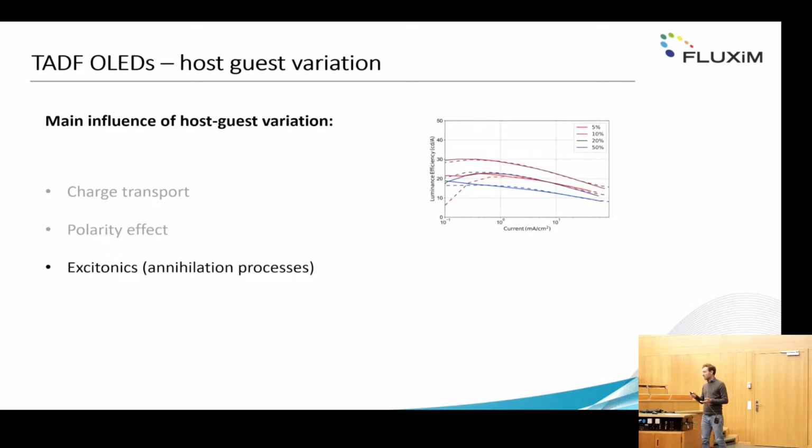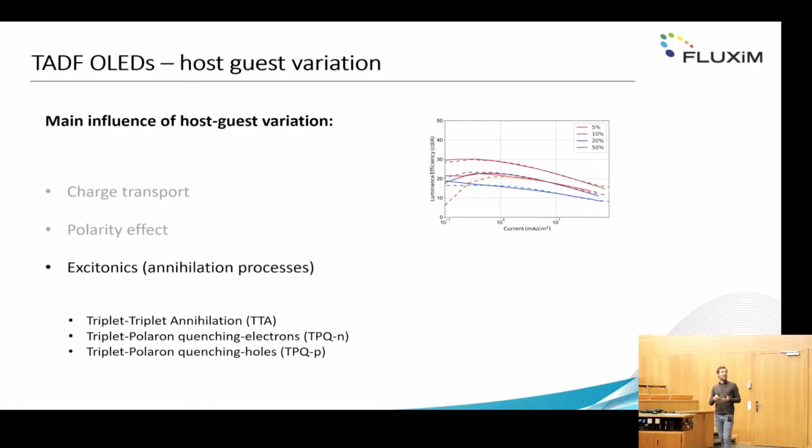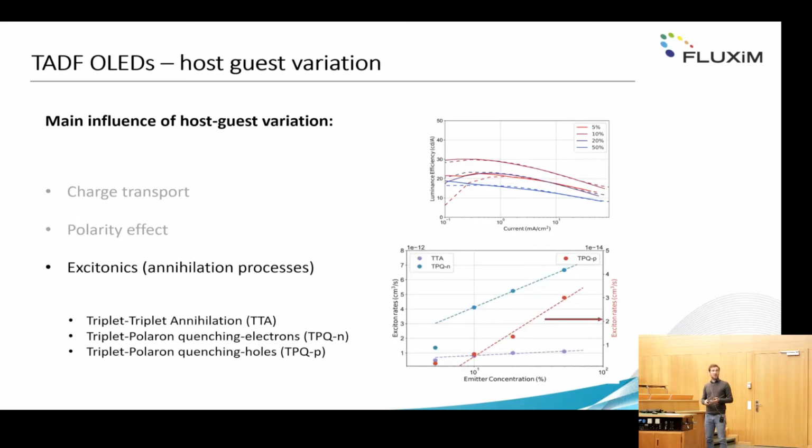And then as a third point, we tried to estimate also some excitonic, especially the annihilation processes. And we did that by fitting the luminance efficiency roll-off, so at different currents. And so we tried to estimate the triplet-triplet annihilation, TTA, and triplet-polaron quenching, TPQ, from the electrons and from the holes. And here is the result. So we see that by increasing the concentration, we see an increase of all these rates. Here you can notice that.